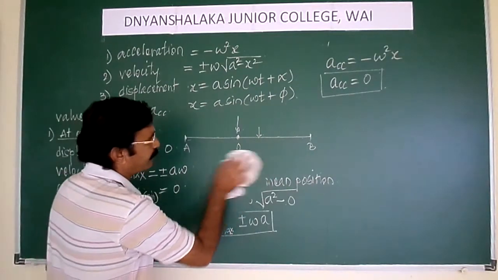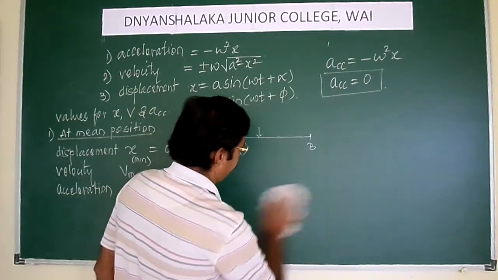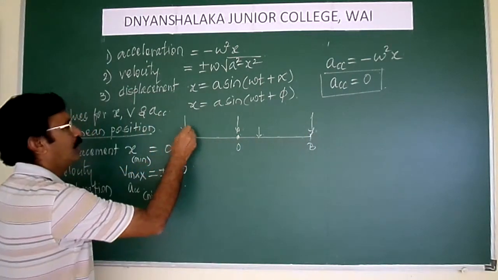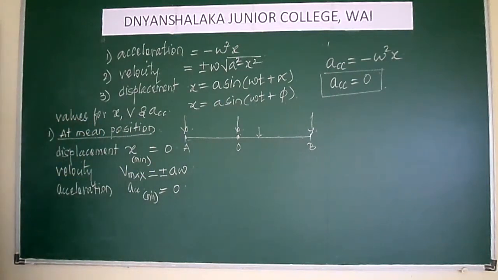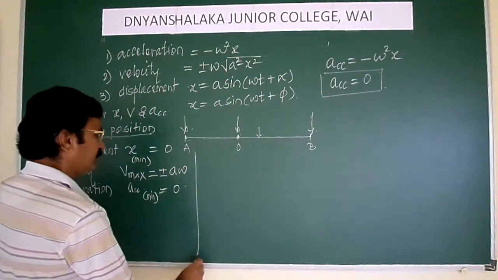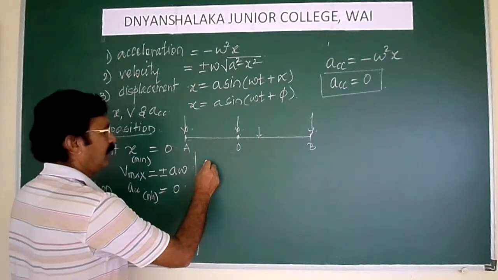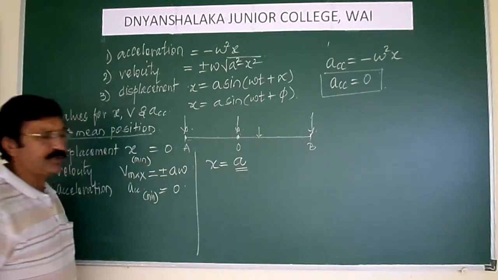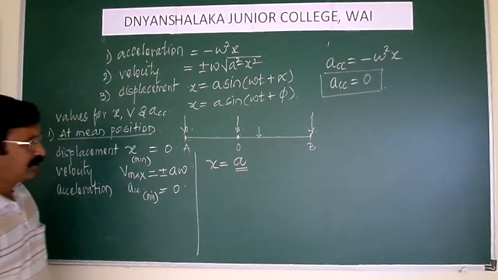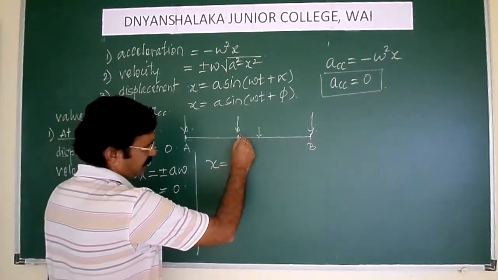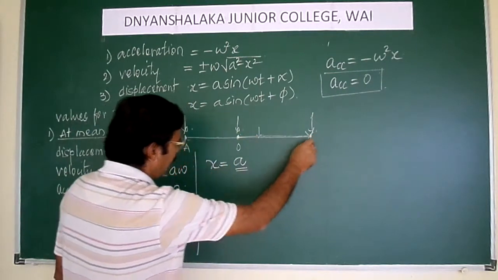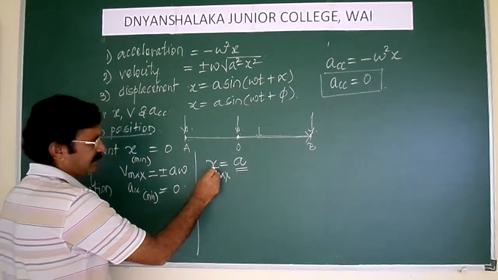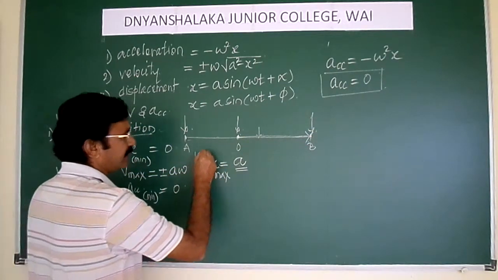What happens if the particle reaches the extreme position? Either over here or here. So at extreme position, x is maximum and that is equal to a, which is equal to amplitude. So this is the maximum displacement which the particle can perform, and so x will be maximum. So displacement maximum is equal to a, that is the amplitude.